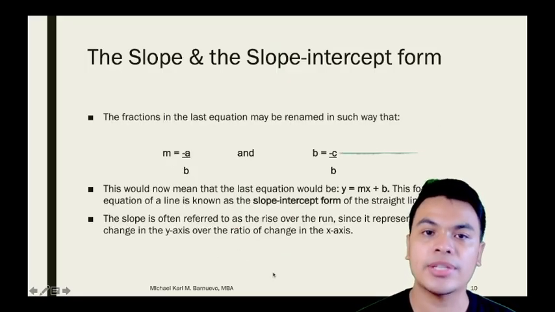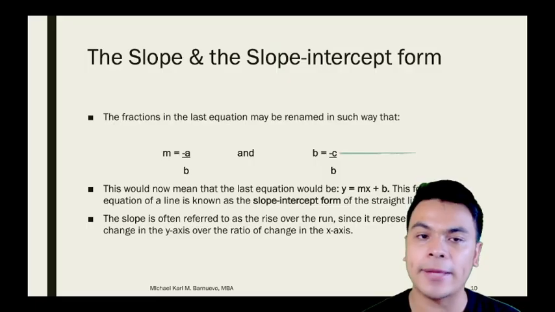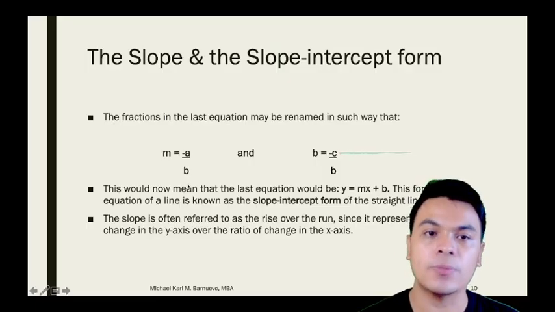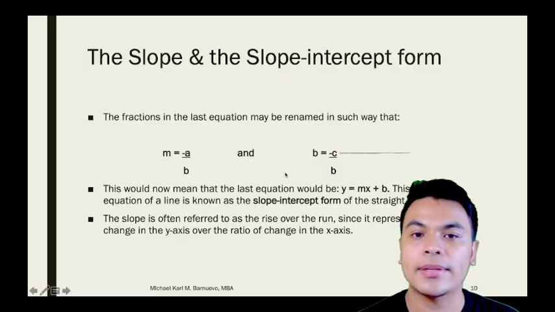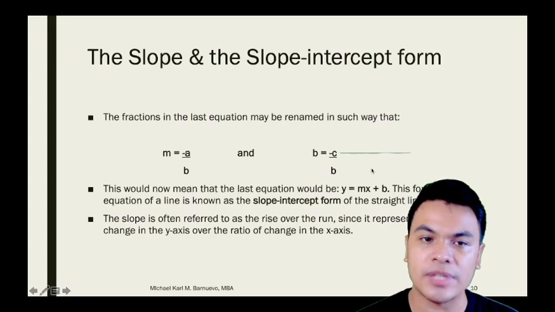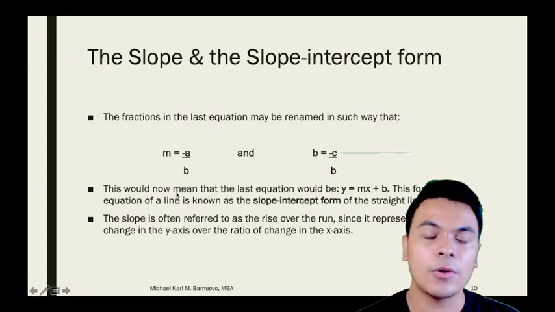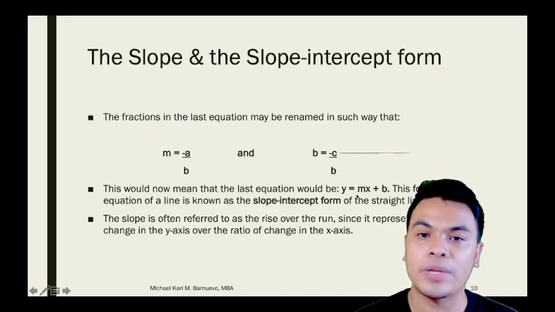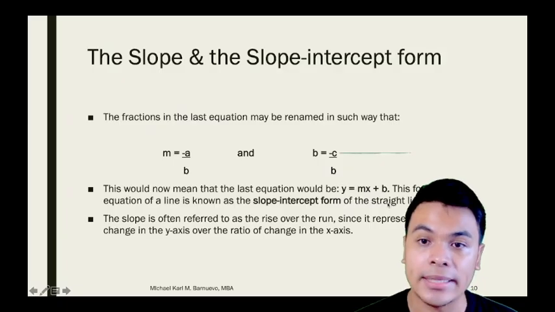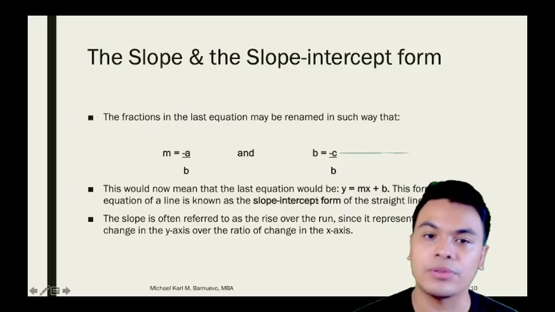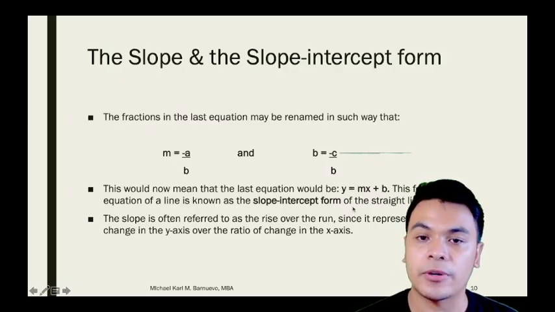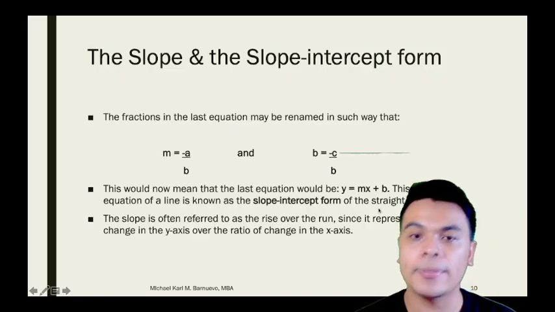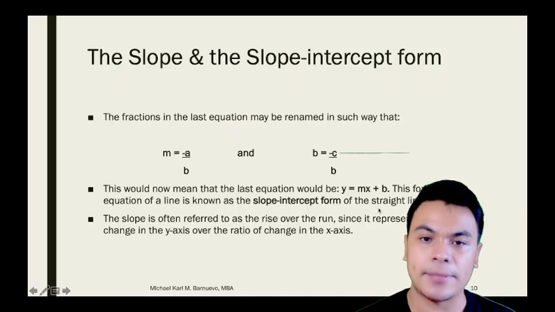Okay? The fractions in the last equation may be renamed in such a way that m, our slope, is equal to negative a divided by b, and b is equal to negative c divided by b. After restructuring those equations, we now have y is equal to mx plus b. This is now the final equation for your slope-intercept form. Remember that it is y equals mx plus b.